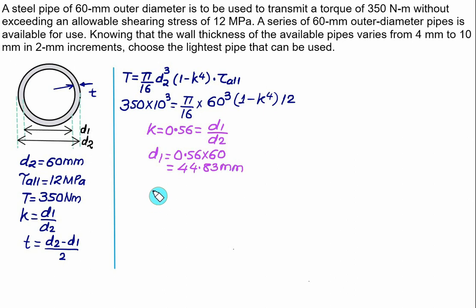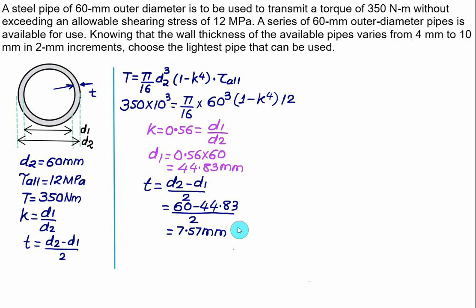Standard thickness you have to select here. So we will calculate thickness first. We have thickness equal to (d2 minus d1) divided by 2. That is, d2 is equal to 60 minus d1, which is 44.83, divided by 2. So the exact answer is 7.57 mm. But 7.57 mm cannot be selected, so you have to select the next value, equal to 8 mm. So for the given transmission we require the thickness of the pipe to be 8 mm.